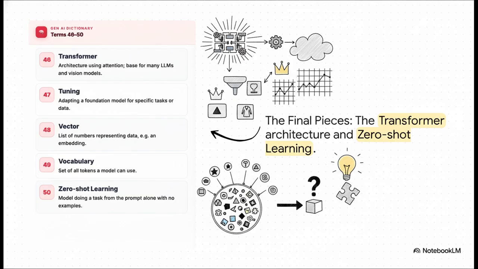And last but not least, zero-shot learning. This is a model's incredible ability to perform a task it has never explicitly been trained on, with zero examples, based only on the prompt you give it. It's a true sign of a model's generalized intelligence.